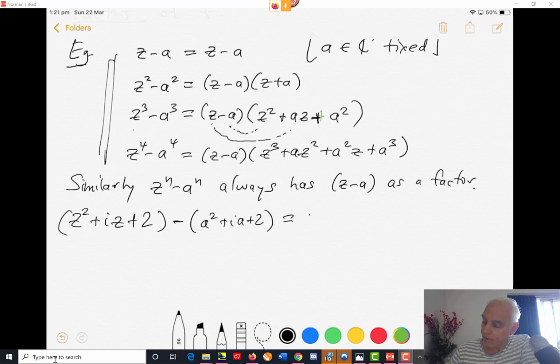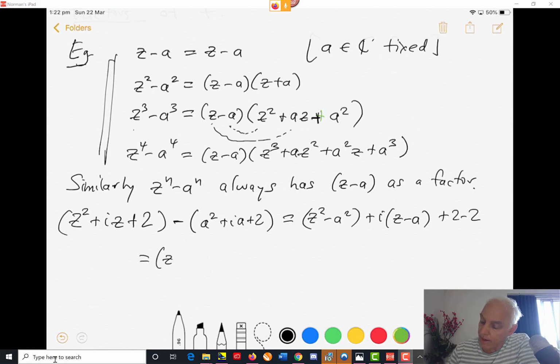So what we can do is we can write this as a number of sums of this kind. So we can write it as, first of all, z squared minus a squared. And then there'll be something involving z minus a. So it'll be plus i times z minus a. And then, well, plus 2 minus 2. And we note that that's equal to z minus a times z plus a from the first factor plus i from the second factor. So altogether we get z minus a times z plus a plus i.